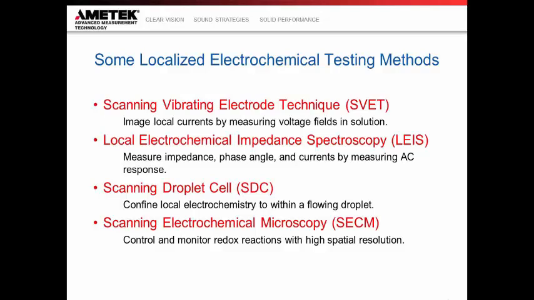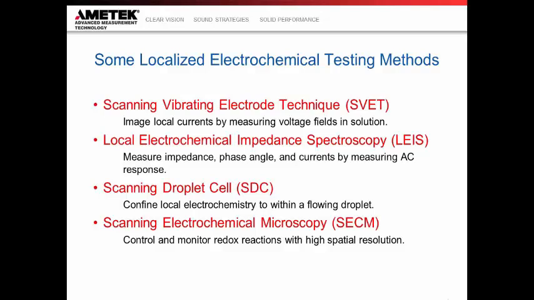Other types of techniques are localized electrochemical impedance spectroscopy, which measures the impedance and phase angles and currents of the sample. What this is very useful for is coatings and corrosion inhibitors. We have a scanning droplet cell that confines the electrochemistry to a small flowing droplet. This is nice to refresh the corrosion products. You get to take a measurement in your cell of a small subsection of your sample without cutting the sample.